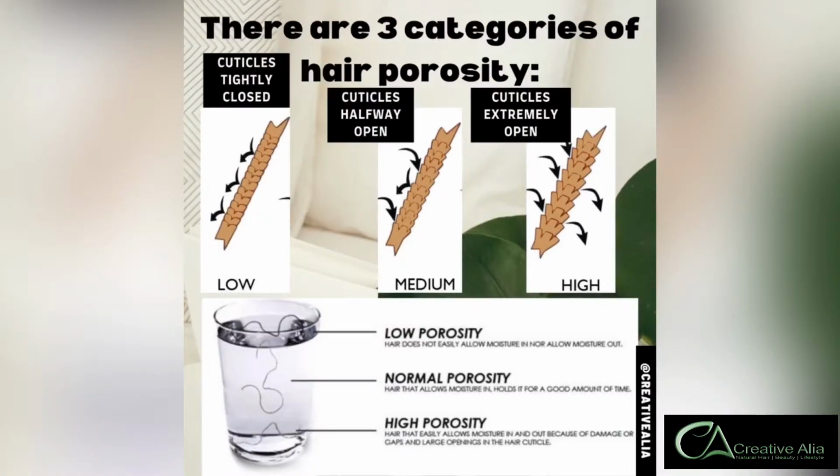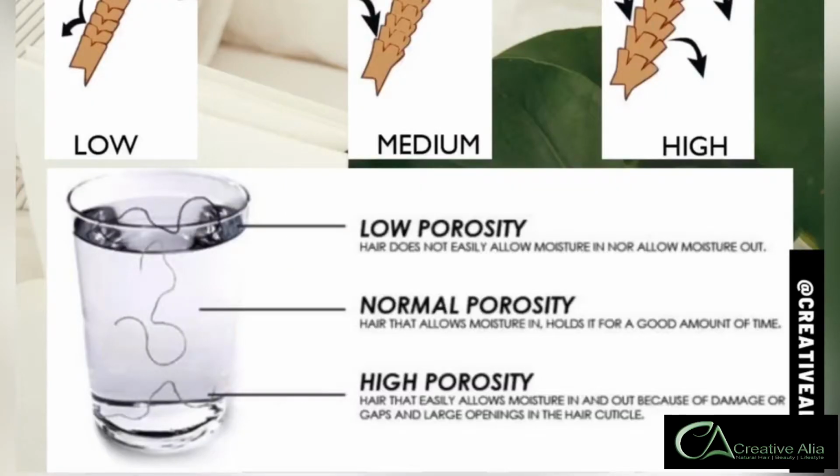There are three categories of hair porosity. You have low hair porosity, in which the cuticles are tightly closed. This means the hair shaft is really smooth. Low porosity hair does not easily allow moisture in, nor allow moisture out.